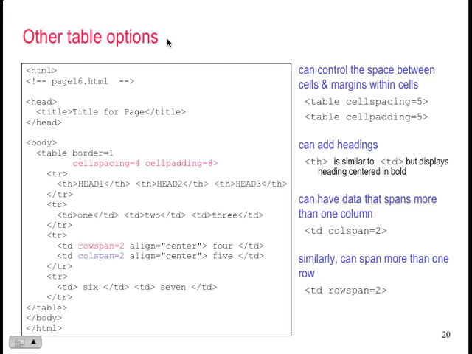And we can also add headings to the table. The table header is similar to the table data, but it displays the header centered in bold automatically for us, unless we change it with CSS. And so we can have data that spans more than one column appear in the header. This is more professional looking than some people who just center a piece of text above the table. Put it in the table, it keeps it all self-contained and a little bit neater looking as well.